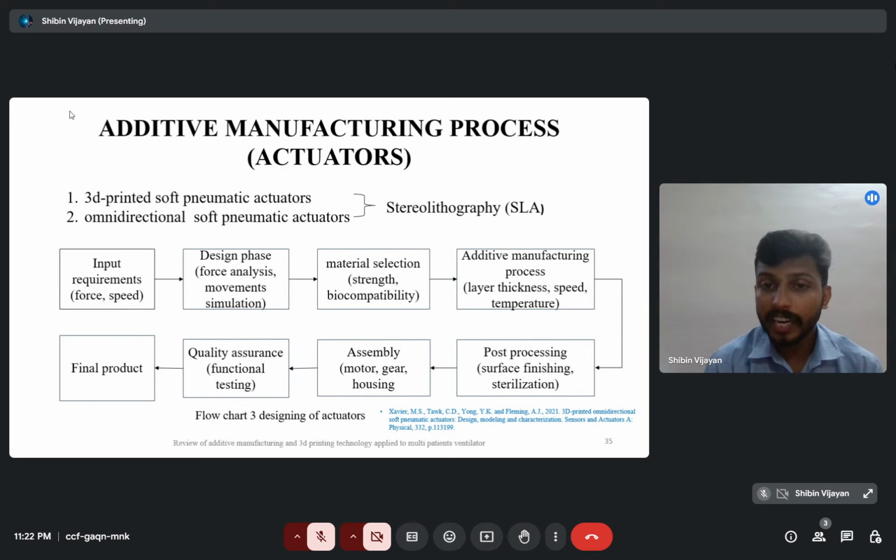Design phase and material selection, strength and biocompatibility checking, additive manufacturing process, layer thickness and speed, and post-processing, surface finishing and sterilization management, and assembly, meaning motor and gear housing, quality assurance, functional testing, and final production.